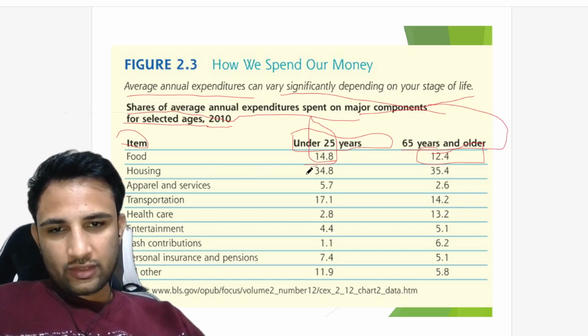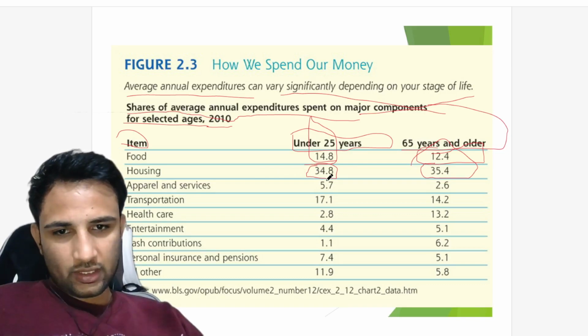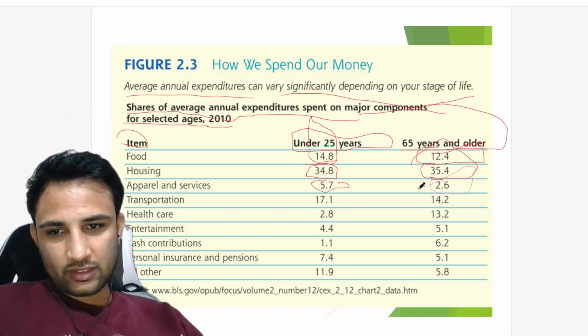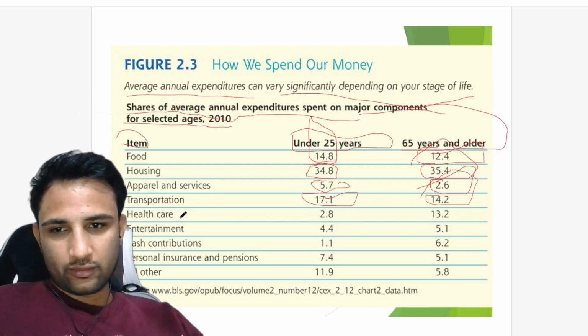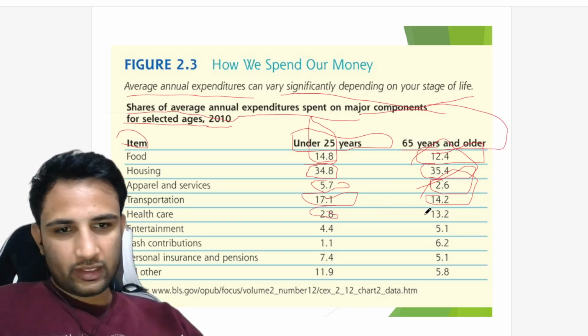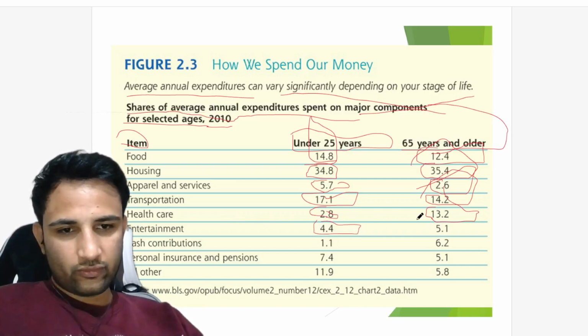For housing, the younger generation spends around 34.8% and the older generation spends around 35.4%. For apparel and services, the younger generation spends around 5.7%, and the aged population around 2.6%. For transportation, the younger generation spends around 17.1%, and the aged population around 14.2%. For healthcare, the younger generation spends around 2.8%, which is very little, but the aged population spends very high, 13.2%.